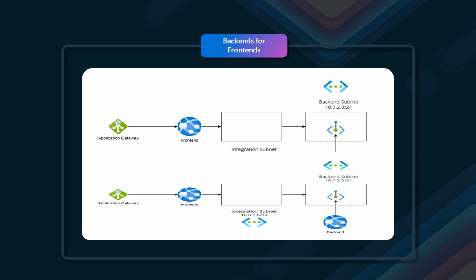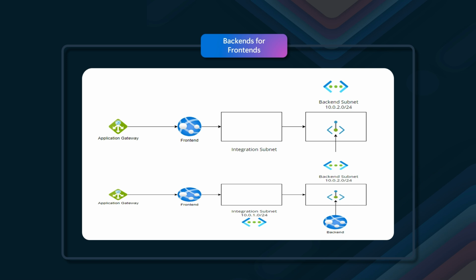The backend services are hosted within a dedicated backend subnet. These services are responsible for the core business logic, data processing, and integration with databases and other external systems. We can see that the backend service is connected to the front end through the integration subnet. This separation ensures that the backend services are shielded from direct exposure to the internet, enhancing security and scalability.